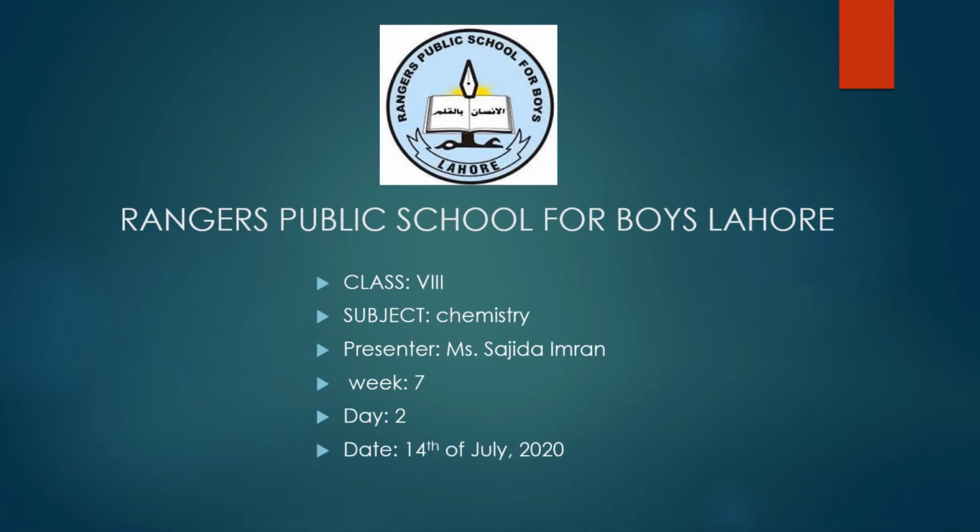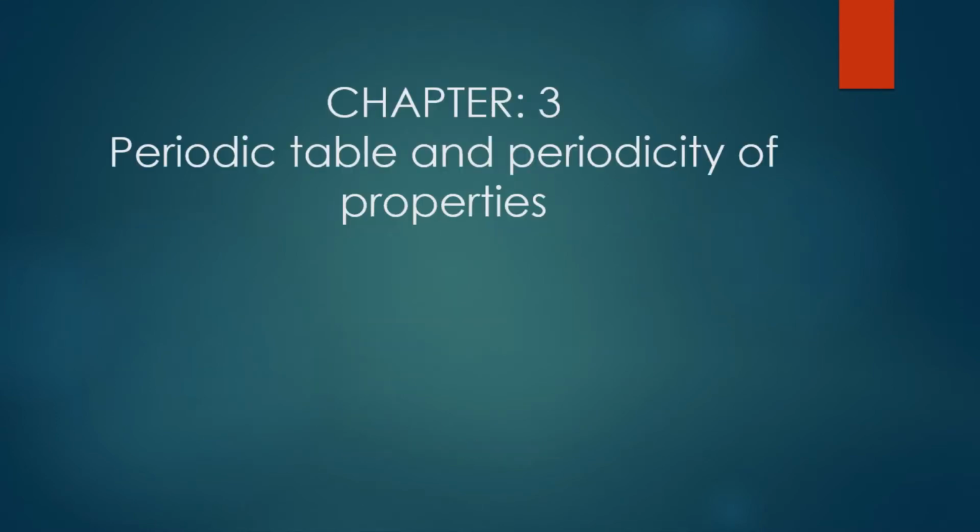This is the second day of the 7th week of our online classes. As you know, we are discussing the third chapter, that is periodic table and periodicity of properties. In this chapter, up till now, we have discussed the periodic table, the method to find out the period and group of an element through electronic configuration, valence shell electronic configuration, and position of an element. Today we are going to discuss the periodicity of properties and shielding effect.